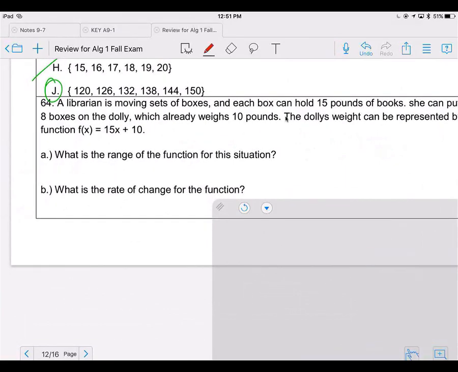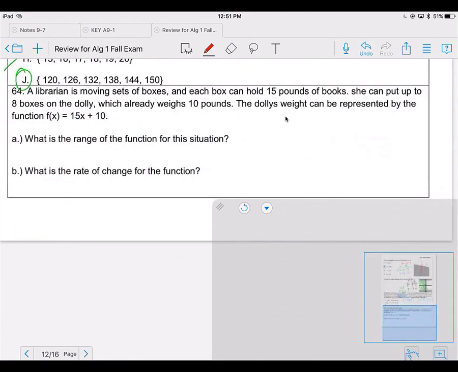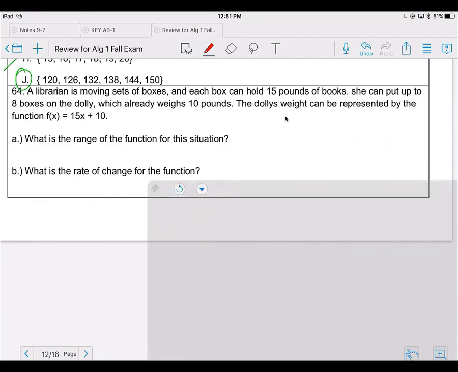64 tells us that a librarian is moving a set of boxes, and each box can hold 15 pounds of books. She can put up to 8 boxes on the dolly, which already weighs 10 pounds. The dolly's weight can be represented by this function. So that's the 15 pounds of books plus the 10 pounds it already weighs. What is the range for this function?